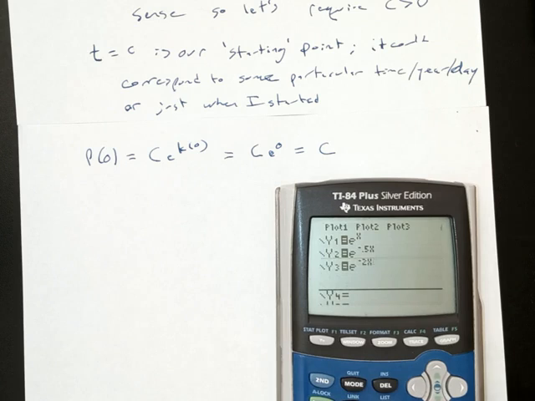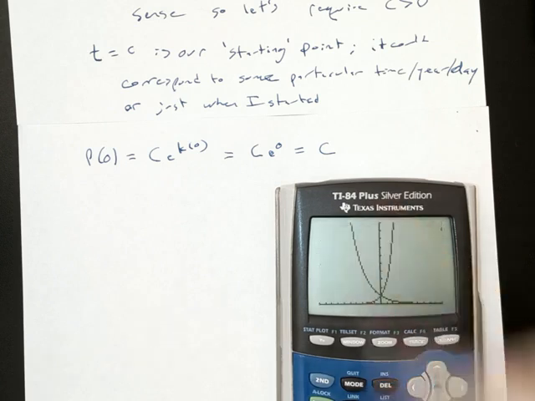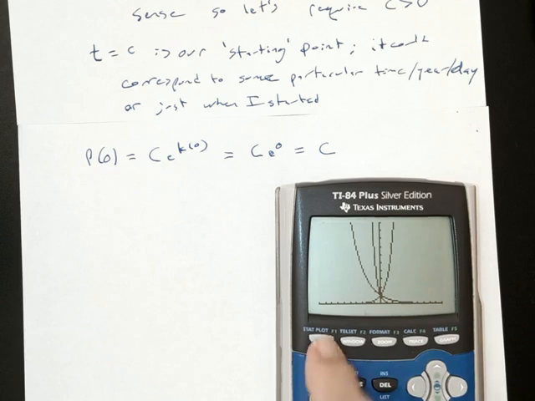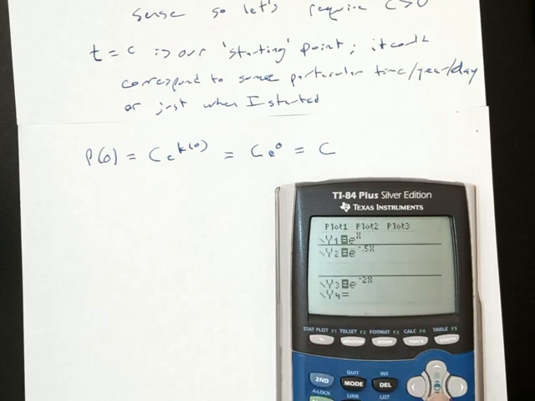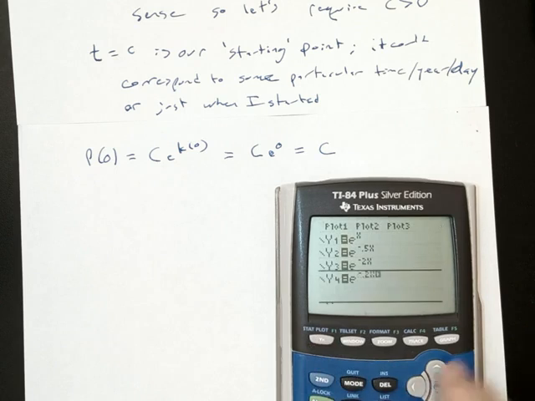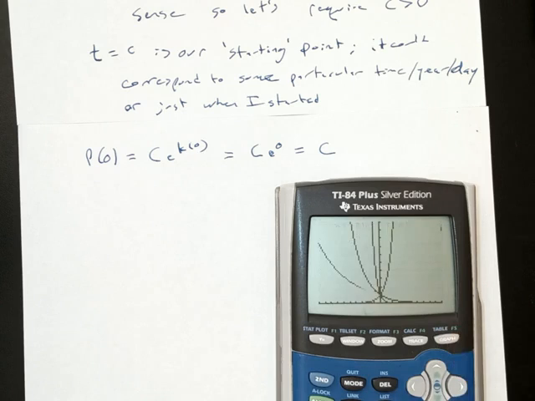e to the negative 2x is going down really fast. But e to the negative 0.2x is going down very slowly, close to zero.